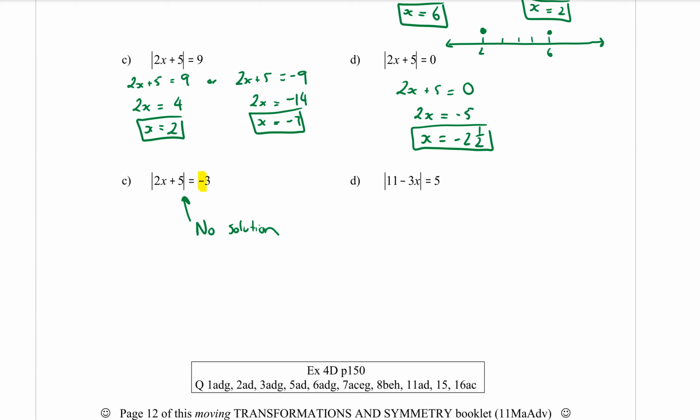So then we're up to D. I do 11 minus 3x is equal to a positive 5, or 11 minus 3x is equal to a negative 5. So subtracting the 11, I get negative 3x is equal to negative 6, and dividing by negative 3, I get a positive 2. And last one, subtract the 11, so minus 3x equals minus 16, and divide by negative 3 gives a positive 5 1/3.